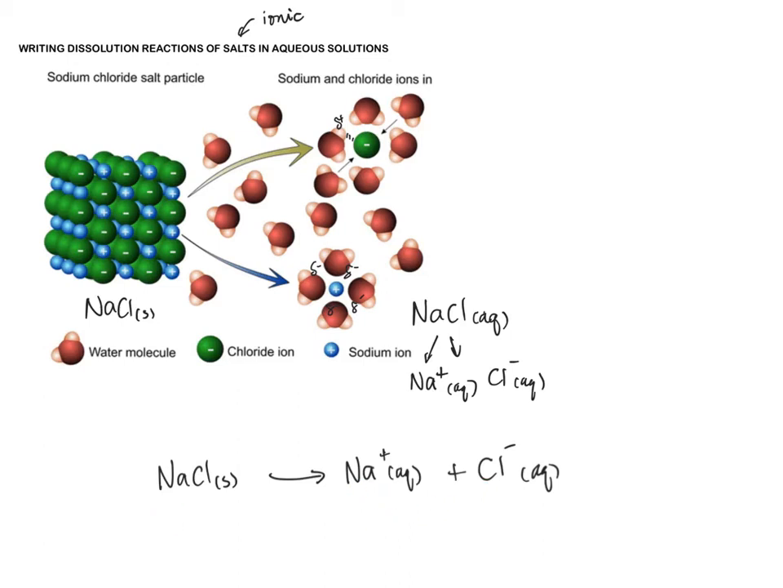Some books will actually write this as sodium chloride solid becoming sodium chloride aqueous. It's just the same thing. But of course, if you want to put more information on what ions are present, then you have to write them as sodium ion and chloride ion so that it gives more information. So, let's try to write dissolution reactions.